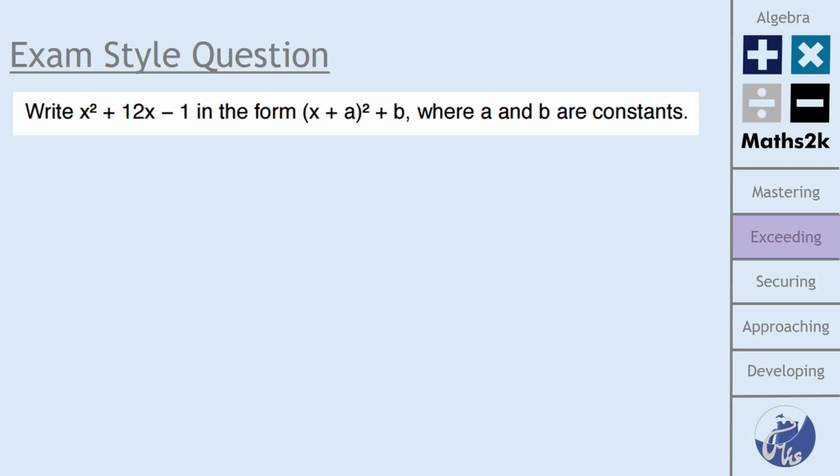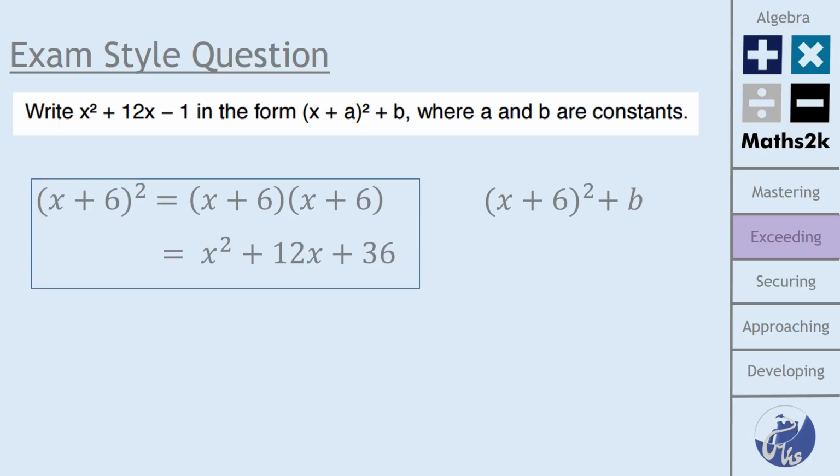So to start off with, I recognize I do need to halve the number that is multiplying the x, the coefficient of x. So it was plus 12, so it's going to be plus 6 inside my brackets. Then I've gone through the process of expanding that bracket. I've written the working out fully here, and yes, I'm getting the x squared and the 12x, but instead I've got plus 36 at the end, whereas what I really need to have is the minus 1.